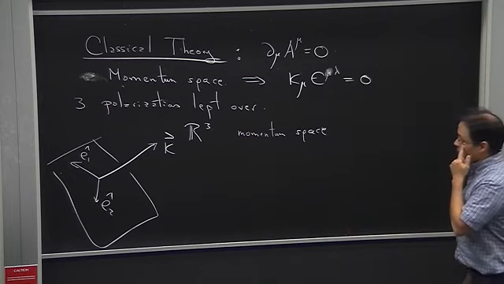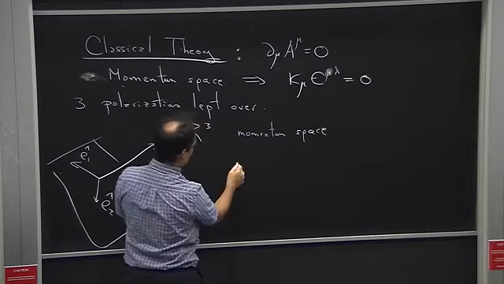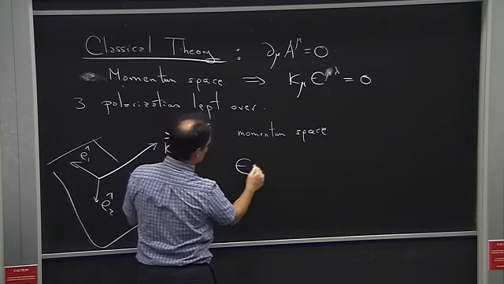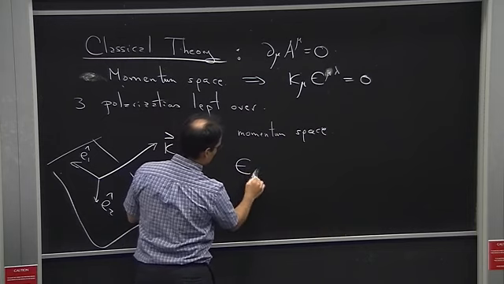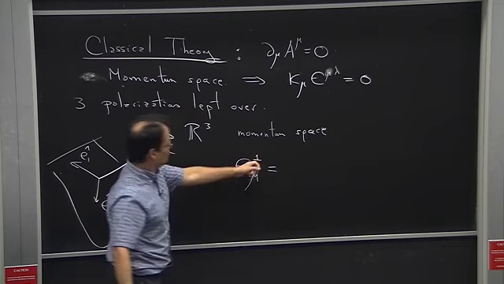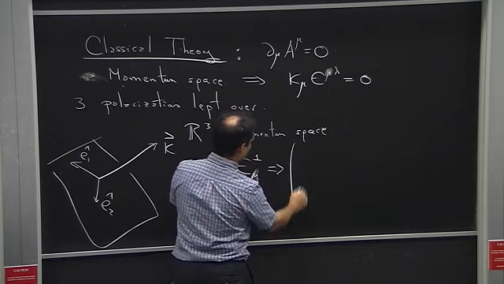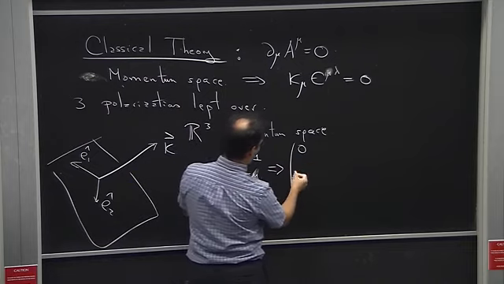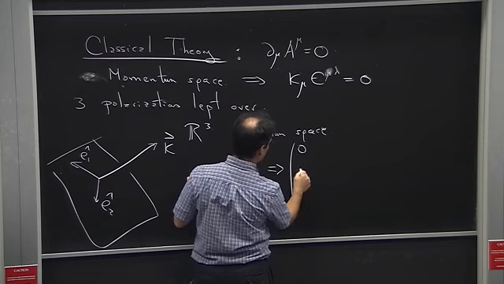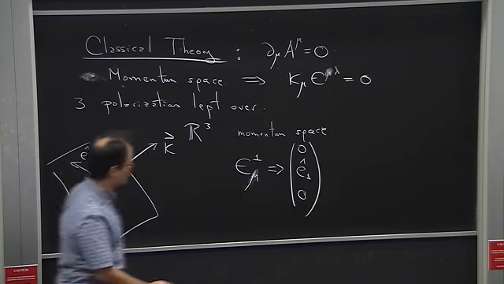So what choices can you make for this? Well, you can make the following choices. You can say, well, epsilon mu, say lambda 1, one of the polarizations, I could choose this vector to be the vector 0, and I could choose it to be the vector E1 and 0 in the last component, okay?